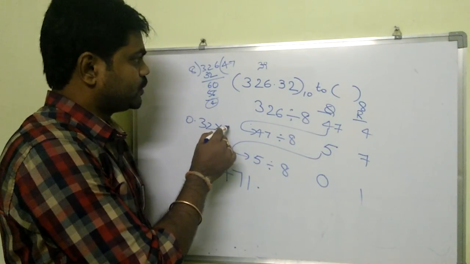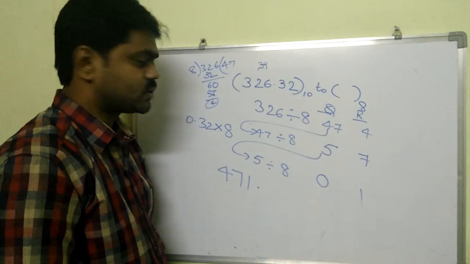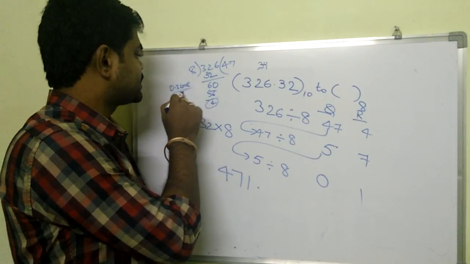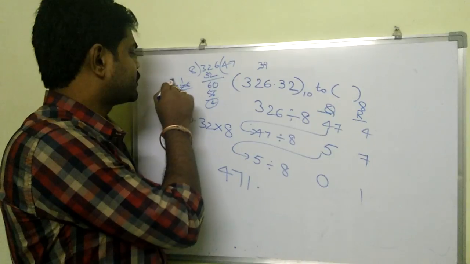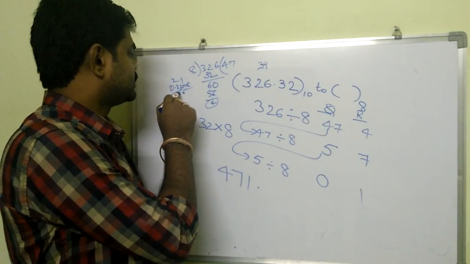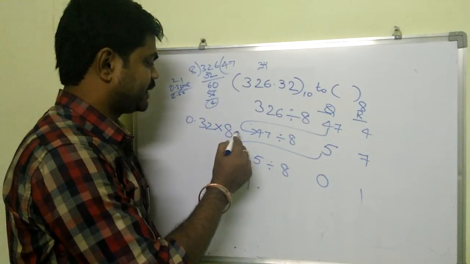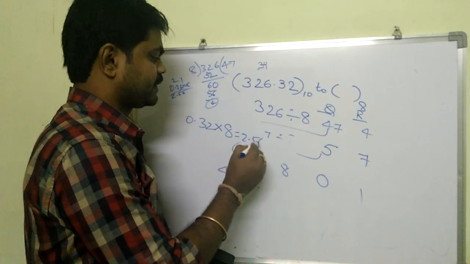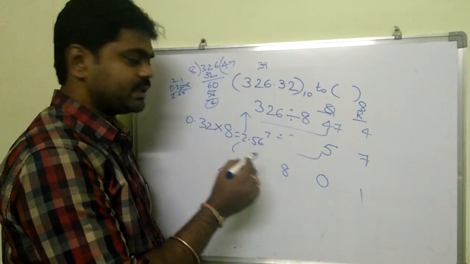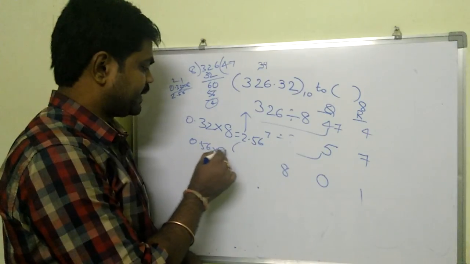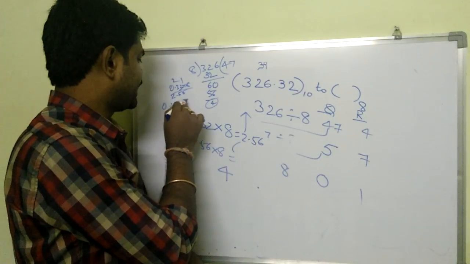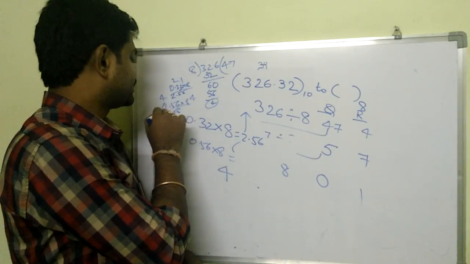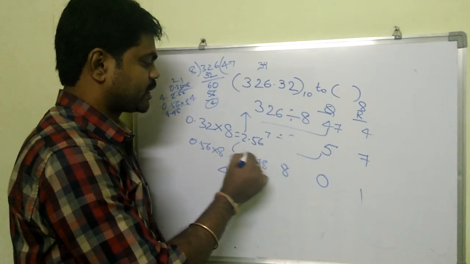So 0.32 into 8. So what will I get here? 8 2s are 16, 8 3s are 24, 25, 8 0s are 0. So I will get 2.56 here. So I will take 2 here, and the remaining one is 0.56 into 8. So again 0.56 into 8. 8 6s are 48, 8 5s are 40, 44, 4.48. So I will take 4.